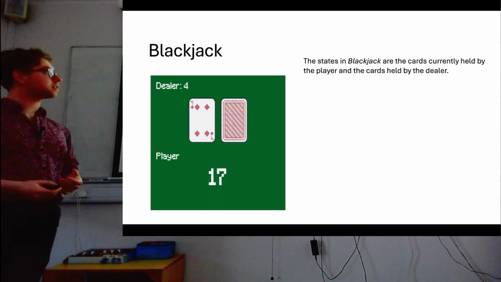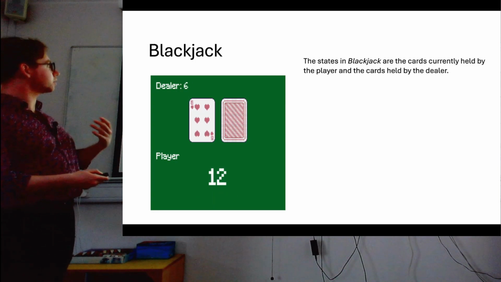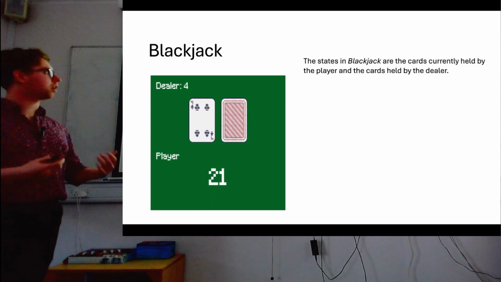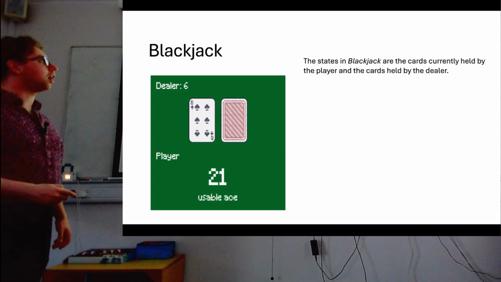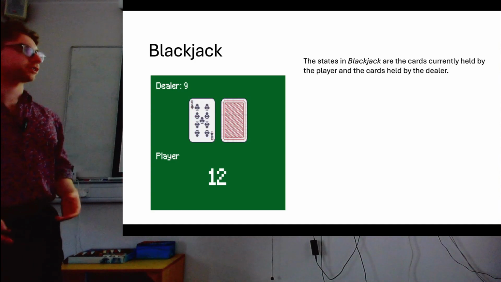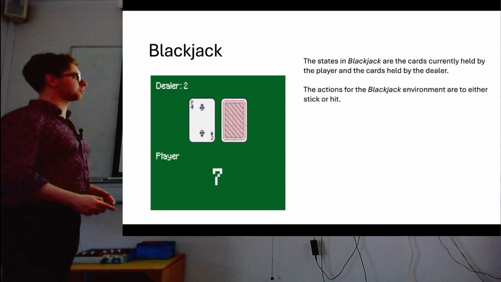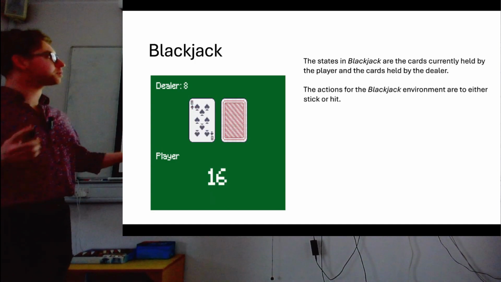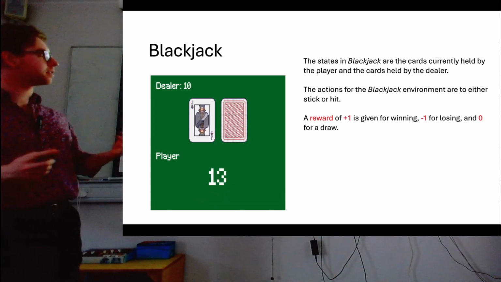And your state is just what cards do you currently hold, and what cards does the dealer currently hold. And actions are stick or hit. You know how to play Blackjack, probably. I'm not going to go through the rules of Blackjack here. You get a +1 if you win, -1 for losing, 0 if you draw.